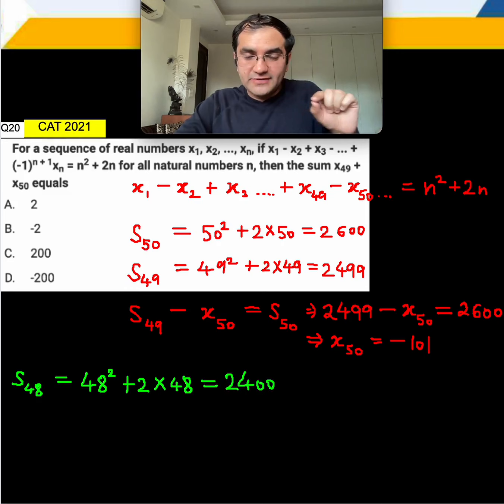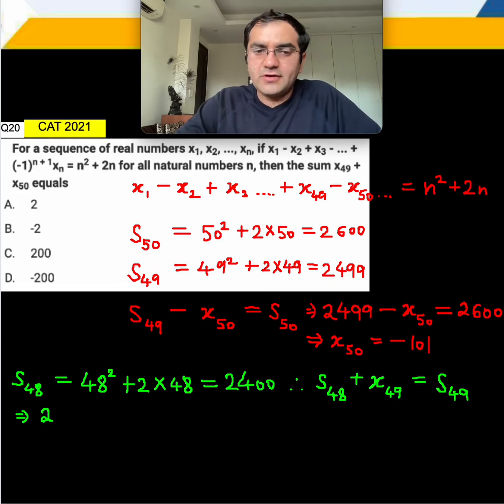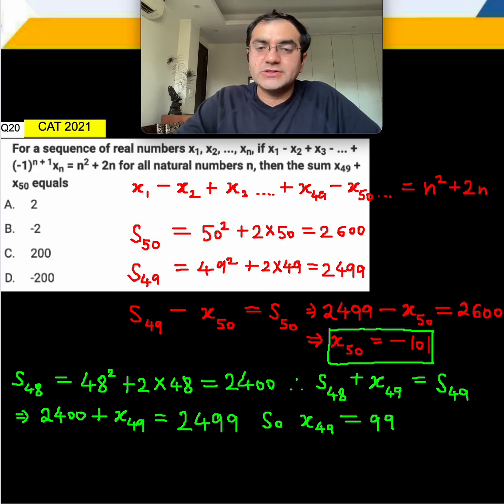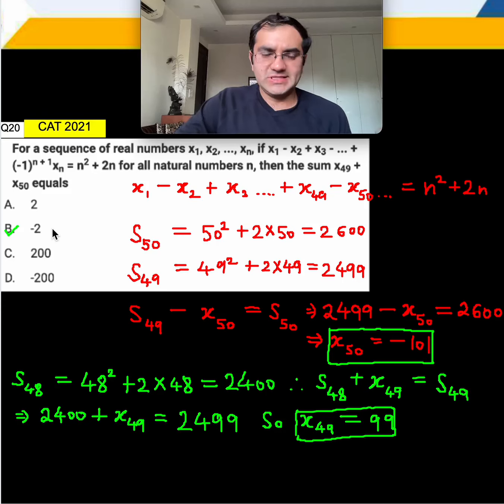And now I'll take the 48th and 49th. Minus plus the 49th term. Odd terms are getting added. So you get S49. From here you will get the 49th term. Okay. 48 terms, 2400 plus 49th term is 2499. So the 49th term turns out to be 99. Okay. So 50th term is minus 101. 49th term is 99. They want us to add these two. As soon as you add 99 and minus 101, you get minus 2 as the answer.